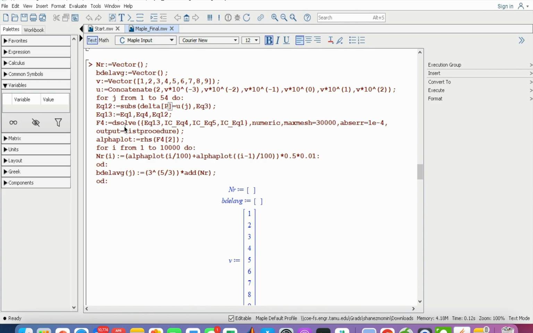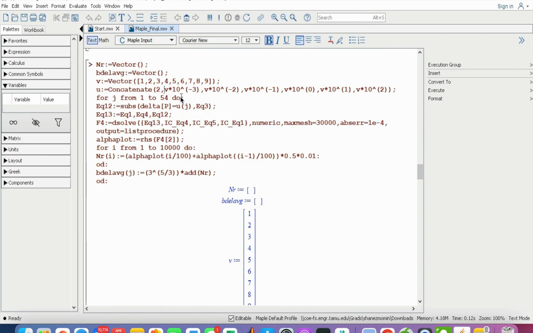First, we define NR, which stores the values of area under the curve. We define B del average to capture different values of B delta. Since the plot is semi-log scale, we define a vector U which contains values in semi-log space. It uses vector V as a basis, which basically contains values from 1 to 9. We multiply each V value with different powers of 10 to get the semi-log space.